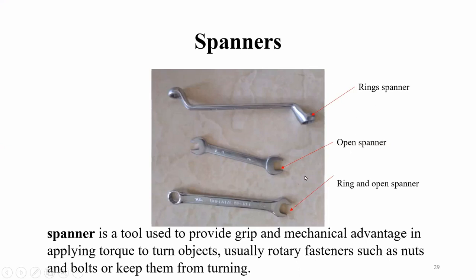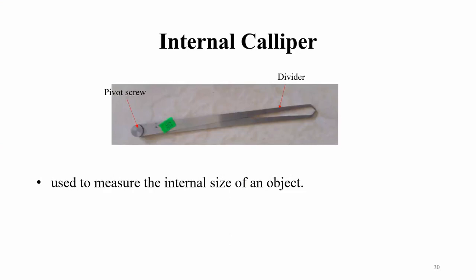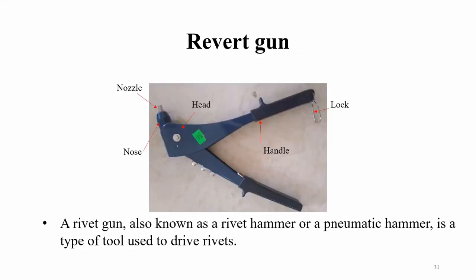The spanners are also normally utilized to rotate the fasteners. Say for example, the nuts and bolts, and keep them tight or remove them from the particular metals or particular tools. Then the other one is internal caliper, and this one is utilized to measure the internal size of an object. And the other one is rivet gun. Rivet, as I said earlier, we utilize for semi-permanent fastening. And this rivet gun is utilized to drive the rivet into the metals or into that particular fastening point.